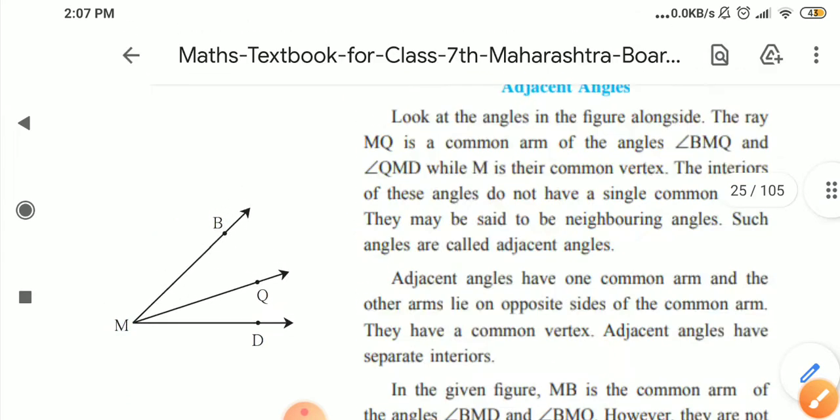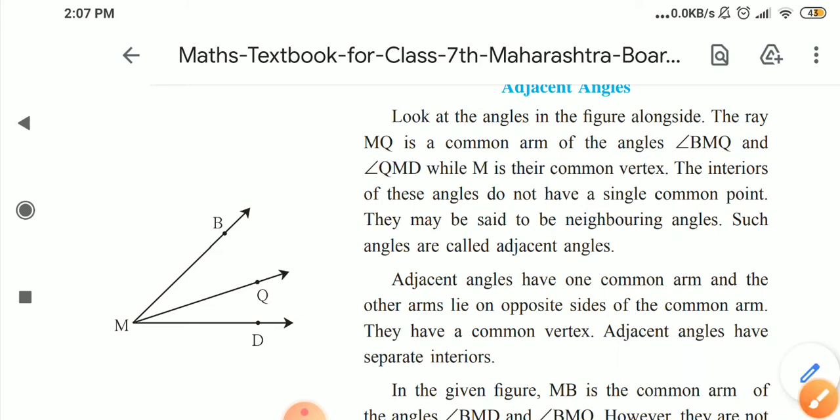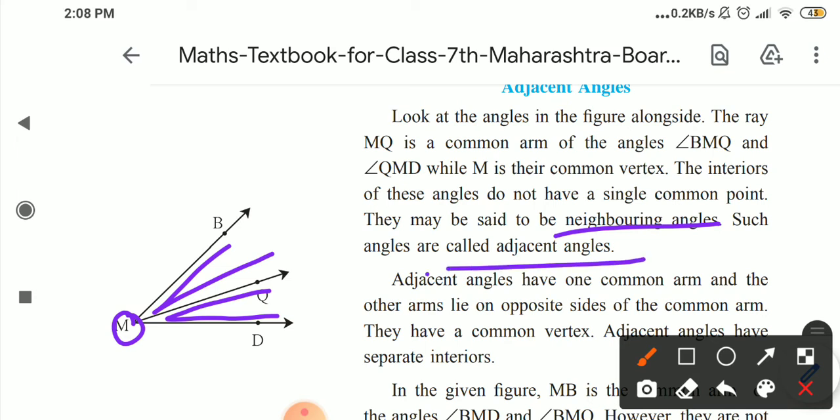And here it is written, MQ is the common arm of the angle BMQ and QMD. M is their common vertex. Okay, the common vertex is which one? M. The interiors of these angles do not have a single common point. So this is the interior of BMQ and this is the interior of QMD, and nothing is common in between them. They are said to be neighboring angles. Such angles are called adjacent angles.